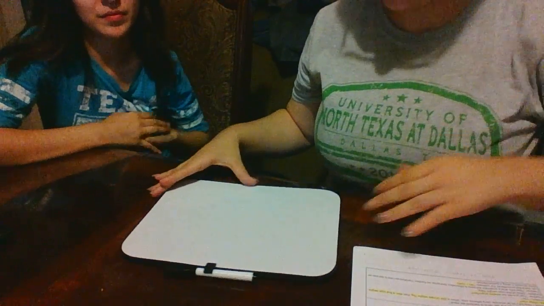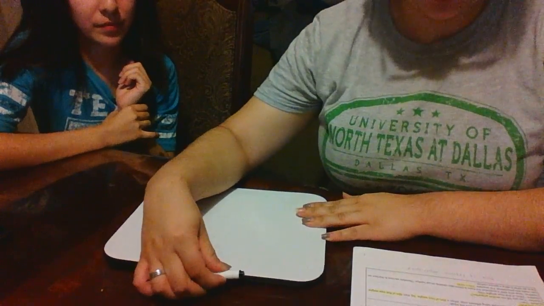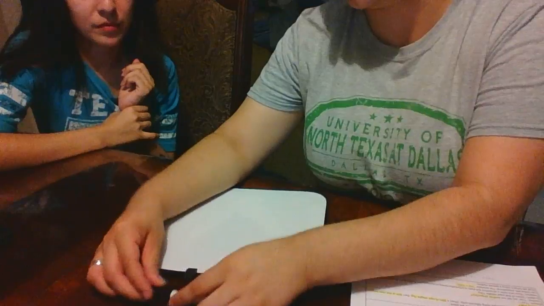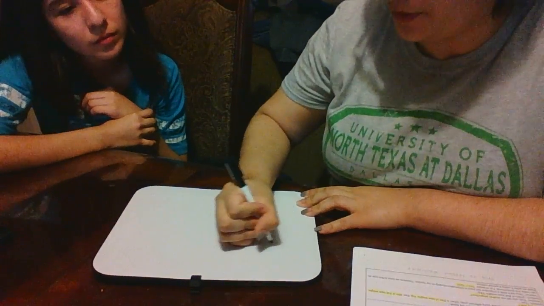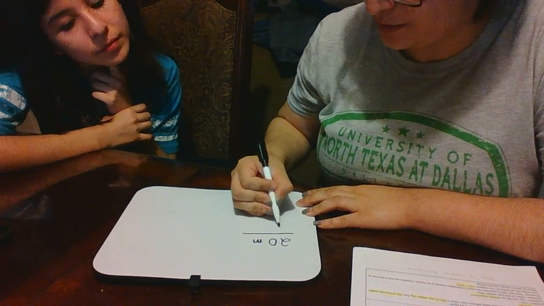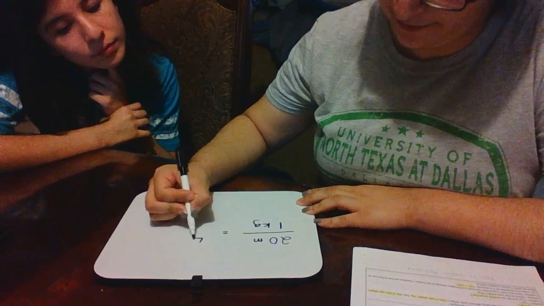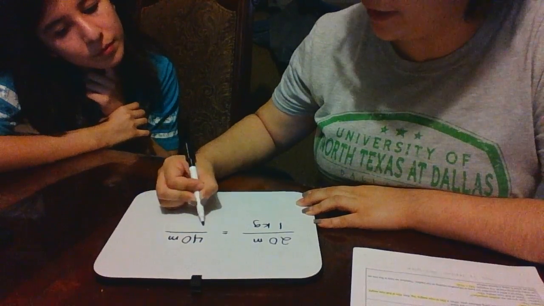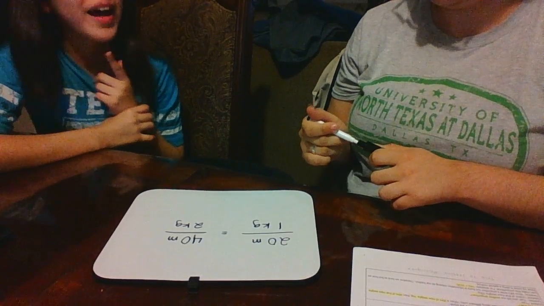Okay, so we're going to talk about proportions. Proportions are basically two ratios or fractions that are equal. Okay, so let's say we have a rope, right? And the rope measures 20 meters, but it weighs 1 kilogram. Okay, so would it be true if I said that 40 meters of rope would weigh 2 kilograms? Is that true? Yeah.